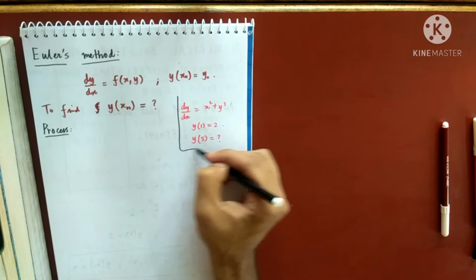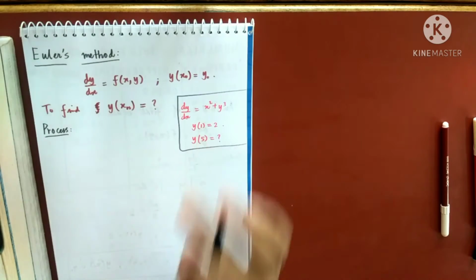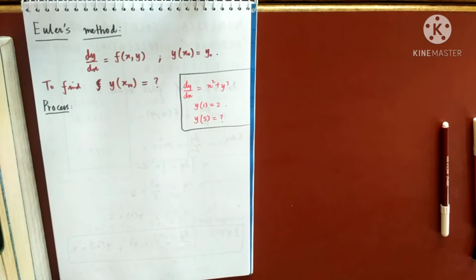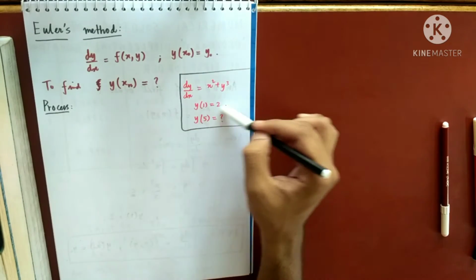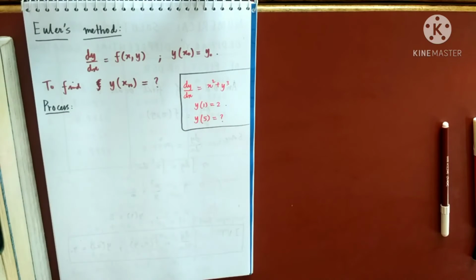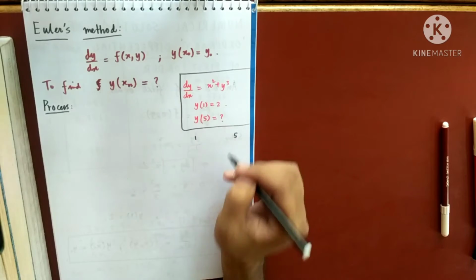Let's see. So suppose this is the question. So what Euler said, let me explain here first of all. This is the given question. You want to find y5. So y at 1 is known. You have to find y at 5.